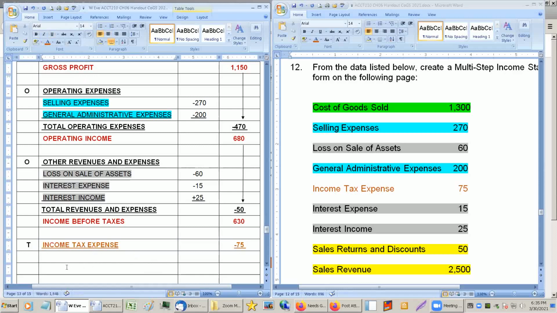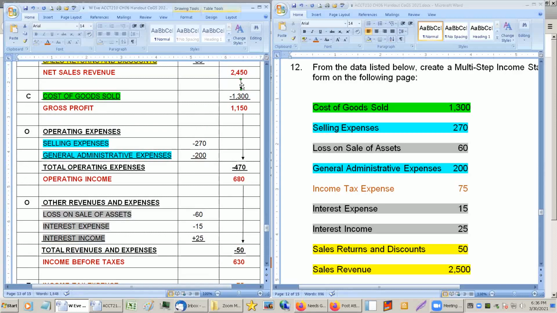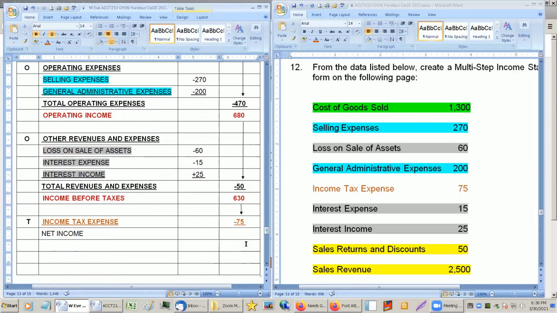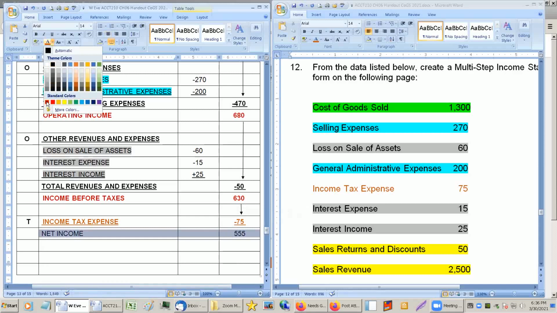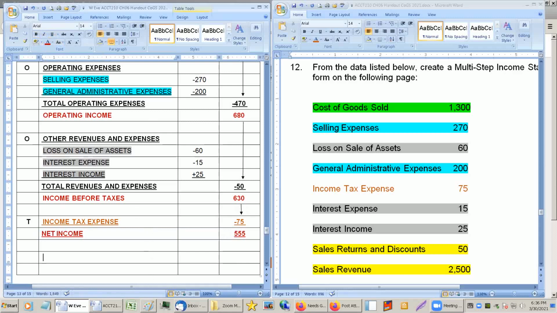All right, and that will give us our net income. It will be the 630 minus 75 equals 555. And that'll be our net income.